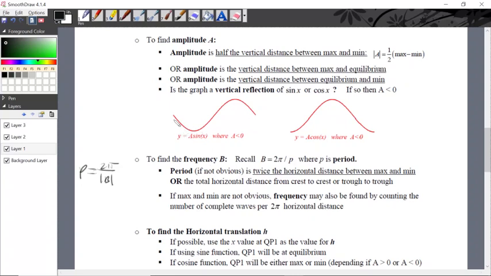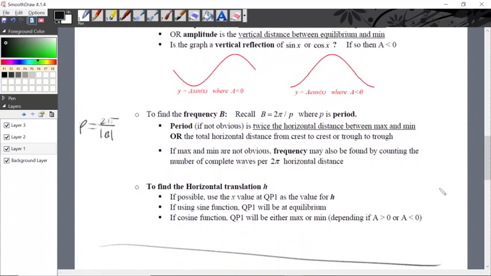So if you can read the period from the graph, that is, if you know what the x value is here and the x value is here, you can take the difference between those two, and that would be the period. Then if you divide 2 pi by that period, you would be left with the frequency b. So that's how you can know what the value b is.